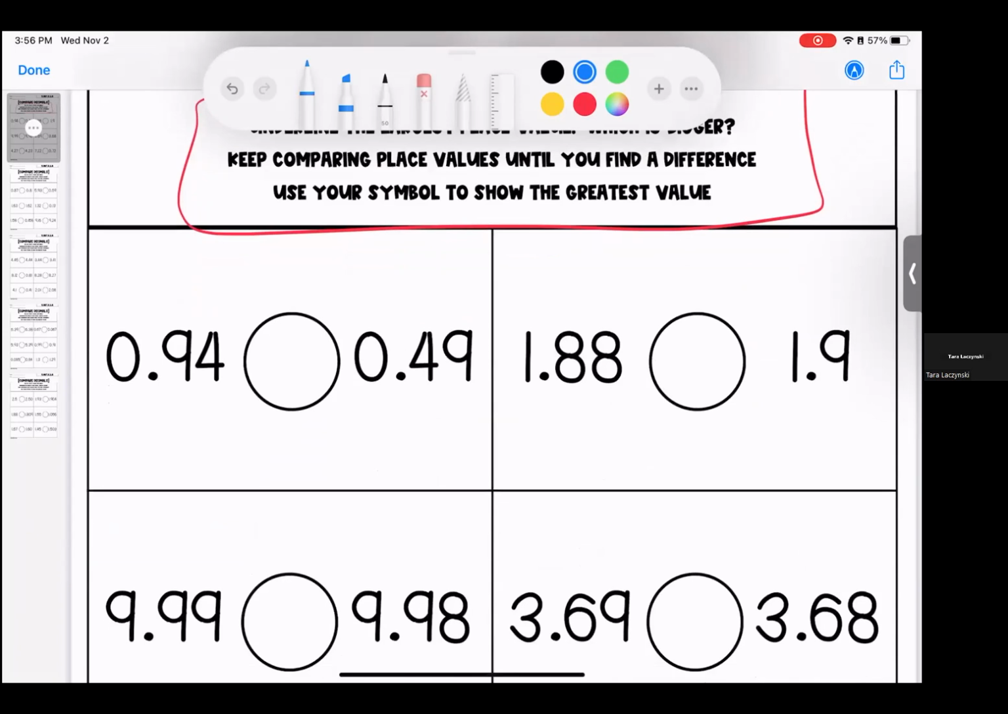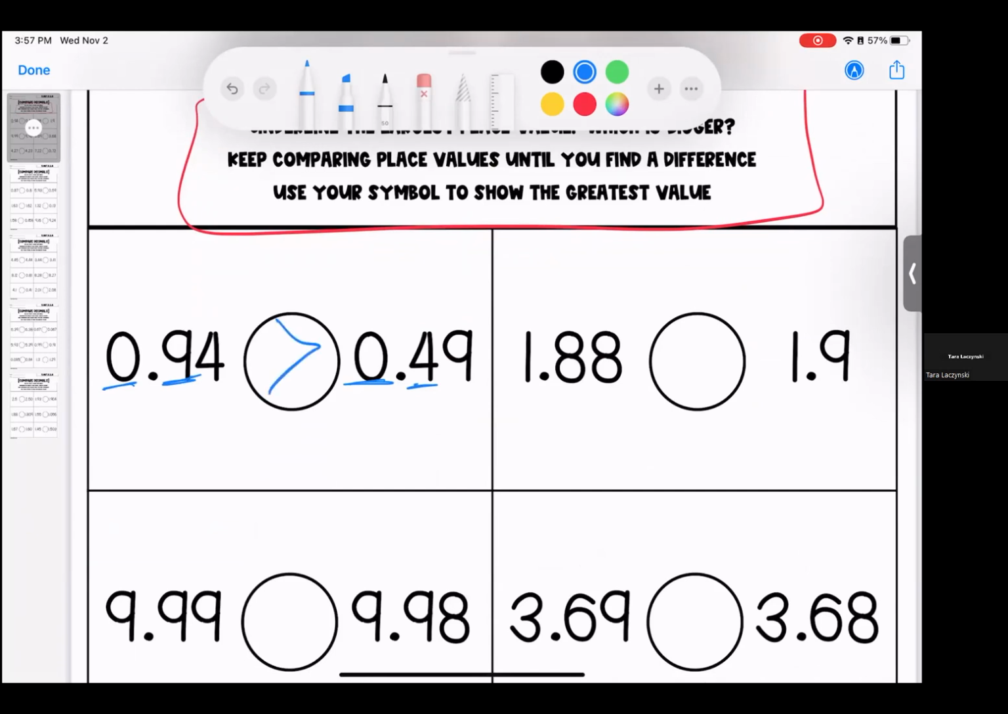We're looking at 94 hundredths. We're comparing it to 49 hundredths. Starting off, they both have 1 digit before the decimal, 2 digits after. Start by comparing ones place and ones place. 0 and 0, they're the same. 9 tenths and 4 tenths. 9 tenths is greater, putting in our sign.